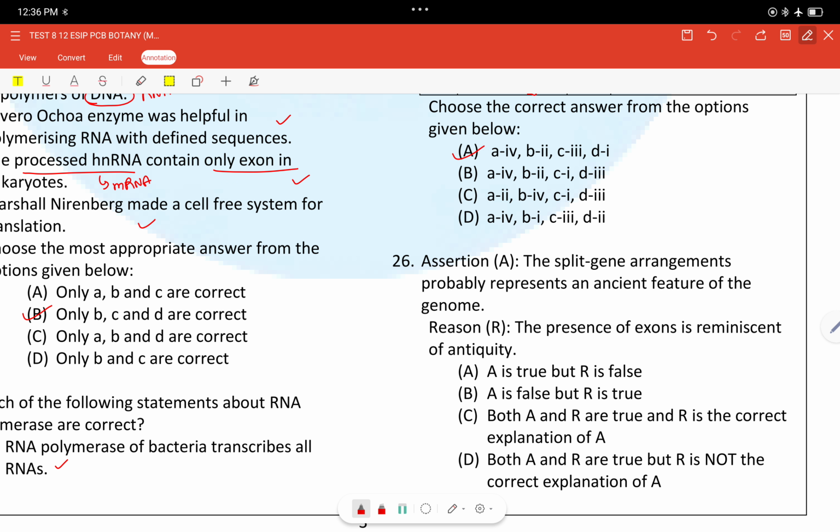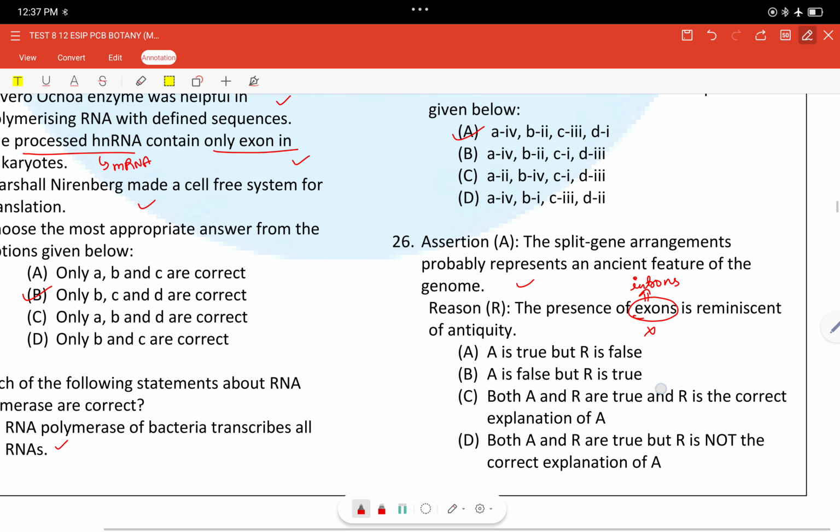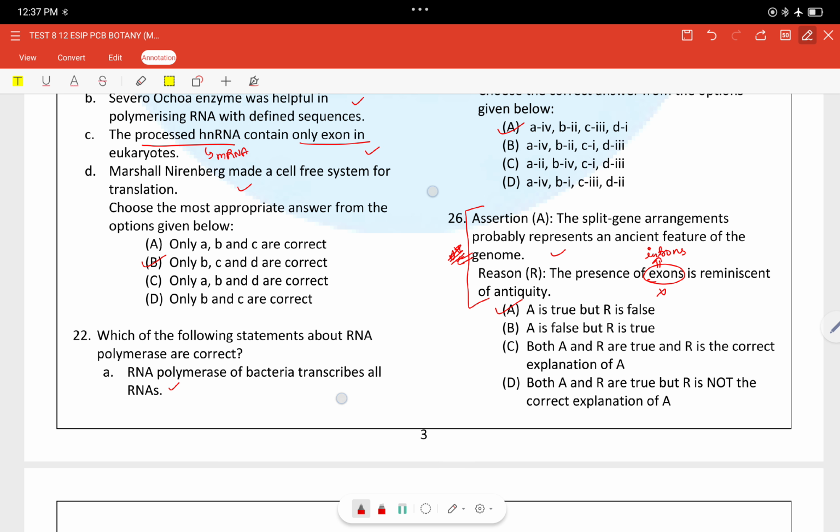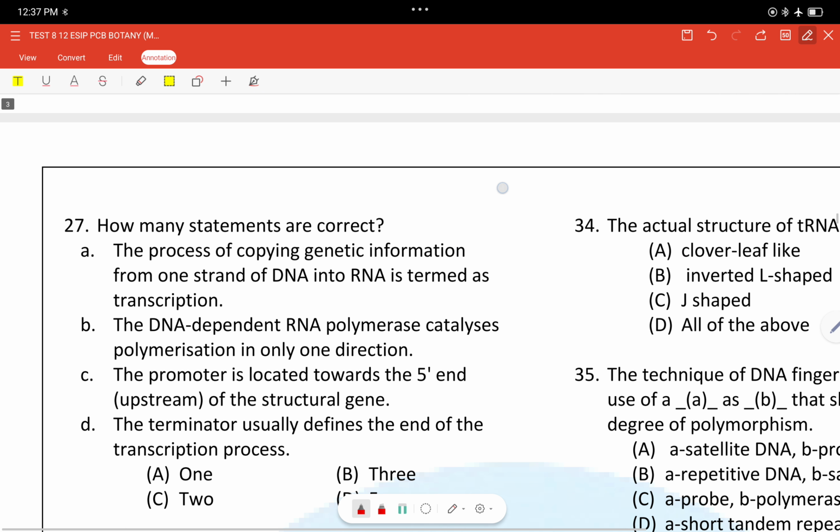Next is assertion reason. The split gene arrangement probably represents an ancient feature of the genome. This is correct and it is a very important statement of this chapter. And the presence of exons is reminiscent of antiquity. That statement is incorrect because it should be the presence of introns and not exons. So the answer is assertion is true and reason is false. Both the statements, this question is very important, so just refer to NCERT for these two statements.